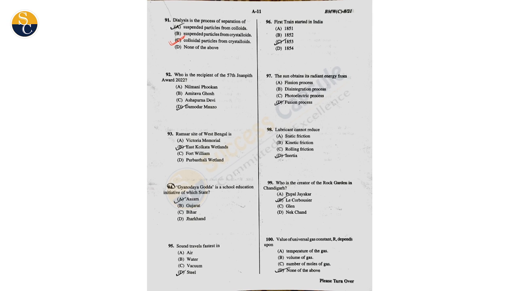Next, who is the recipient of 57th Gyanpeeth Award? So, Konkani writer Damodar Mauzo. So, D is the correct answer. Ramsar site of West Bengal is East Kolkata Wetland. So, B is the correct answer. Next, Gyanodaya Godha is a school education initiative of Jharkhand with Ecovation. So, D is the correct answer.